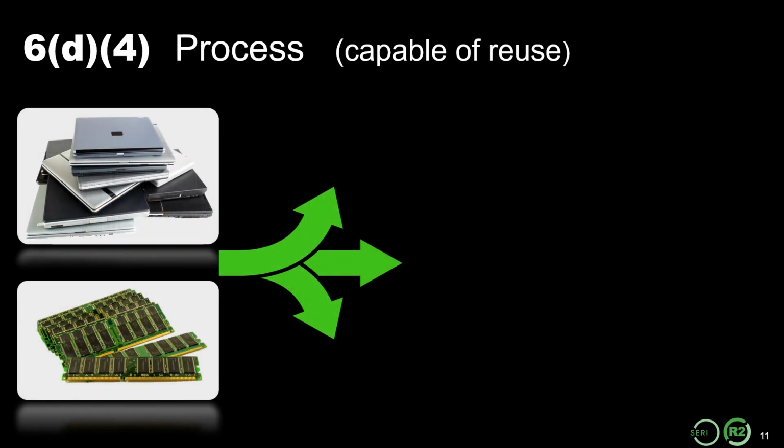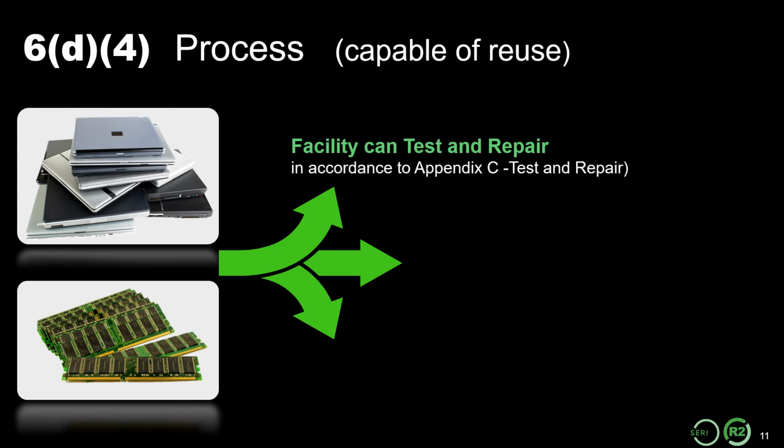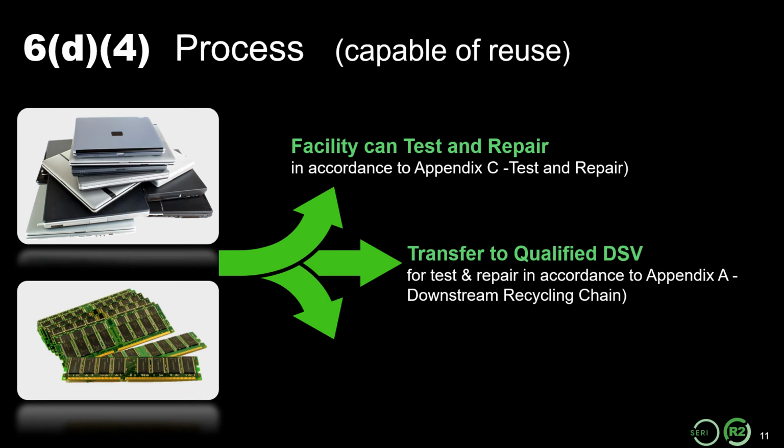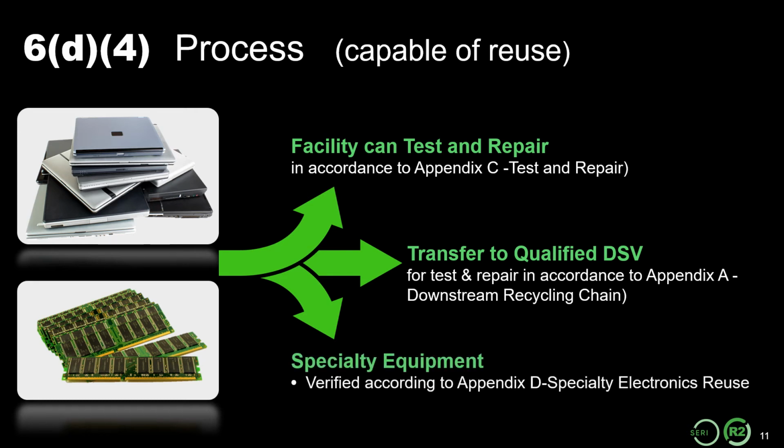Items identified for reuse must be directed to one of the following approved reuse processes. The R2 facility can test, repair, and refurbish in accordance with Appendix C, Test and Repair, or transfer the items to a qualified downstream vendor for testing, repair, and refurbishing in accordance with Appendix A, or specialty equipment can also be verified in accordance with Appendix D for specialty electronics reuse, or transferred under the 1% criteria of Core 6E, Section 3A.